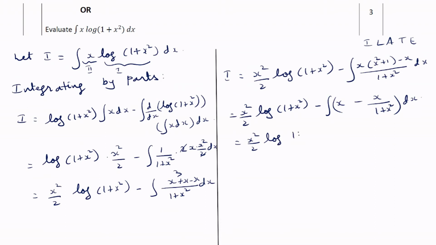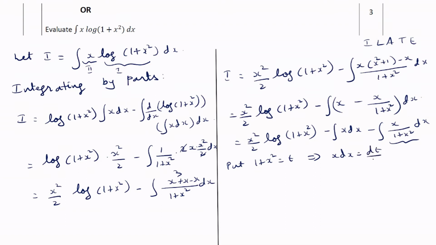If we are familiar with how to integrate it, we can integrate it directly. Otherwise, we can use integration by substitution for this part alone. So let us put 1 plus x square equal to t, so that x dx will be dt by 2. So the given integral becomes x square by 2 log of 1 plus x square minus x square by 2.